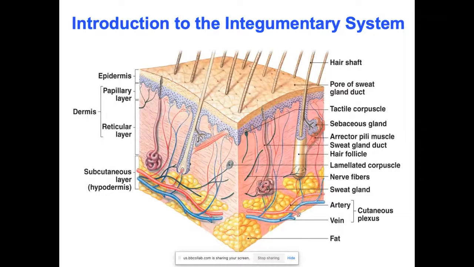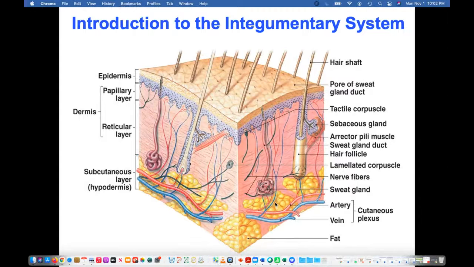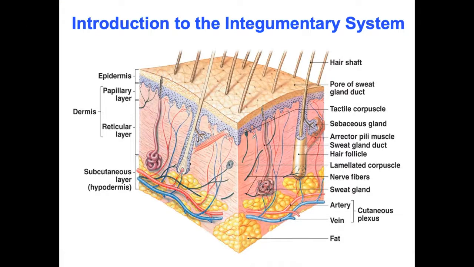Let's take a look at the skin. The skin is the integumentary system, part of the integumentary system. The skin, hair, and nails are really part of it. When we look at this picture, we can see that the skin is made up of this top layer called the epidermis, and then this deeper layer called the dermis.